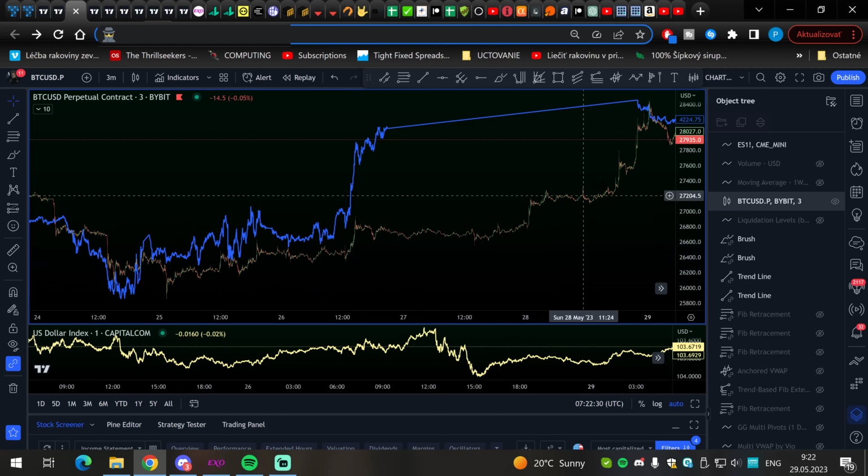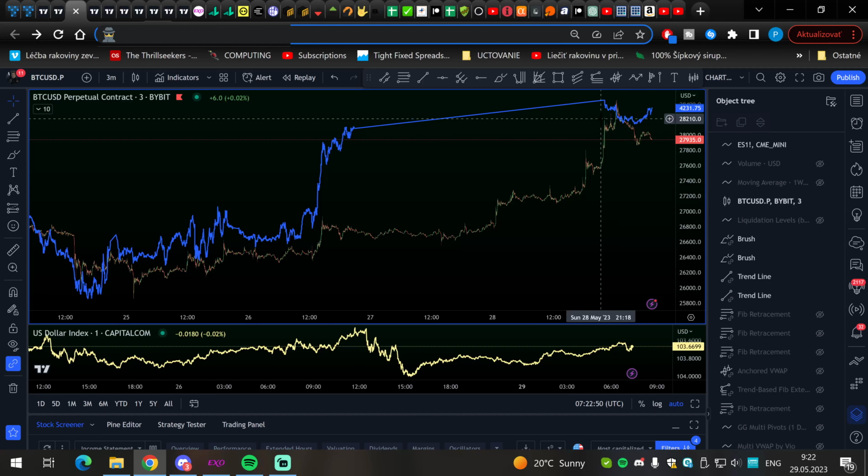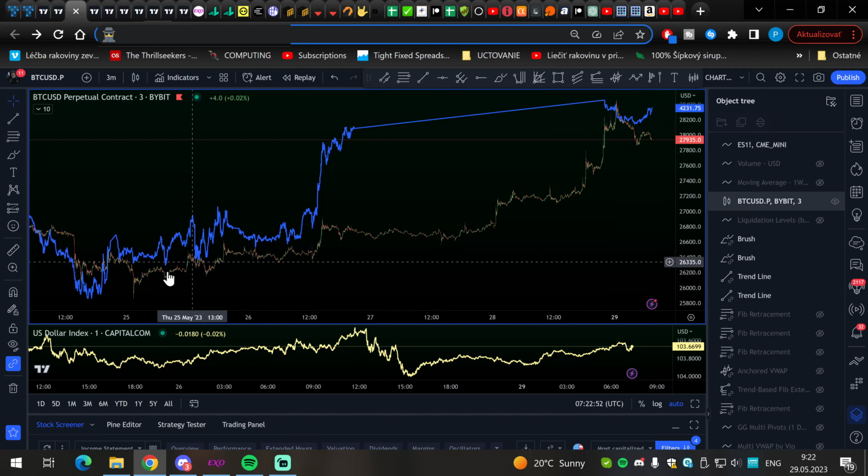So that's why Bitcoin is also moving heavily up, because as I said, markets are closed today. People who want to trade debt ceiling approval can trade it on crypto. And if you zoom out, you see what happened. Bitcoin just did what it is doing most of the time. It caught up to the stock market, to the dollar.